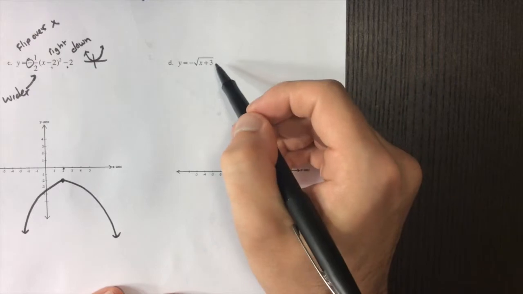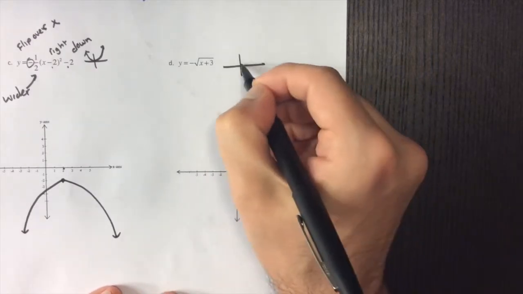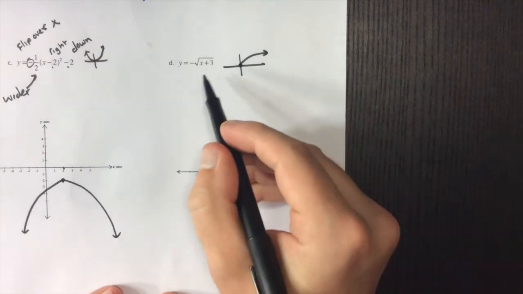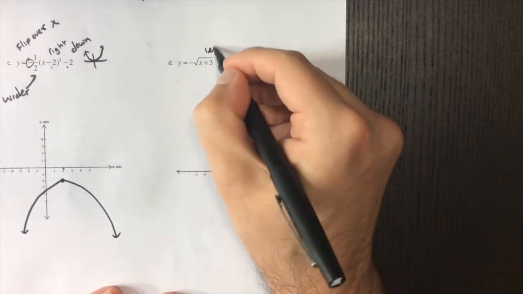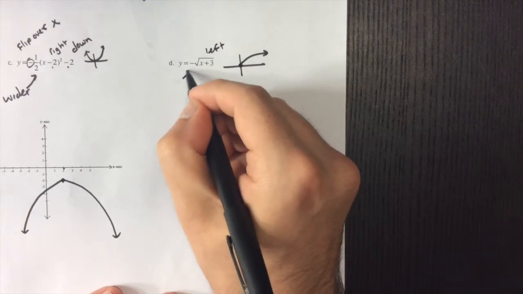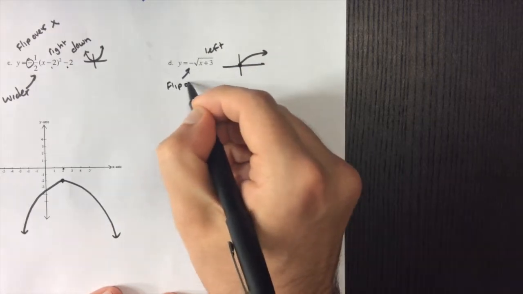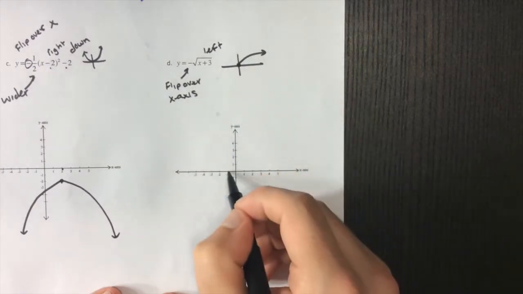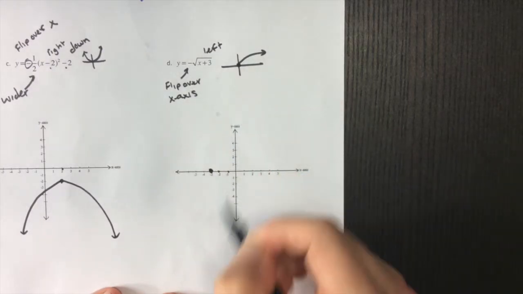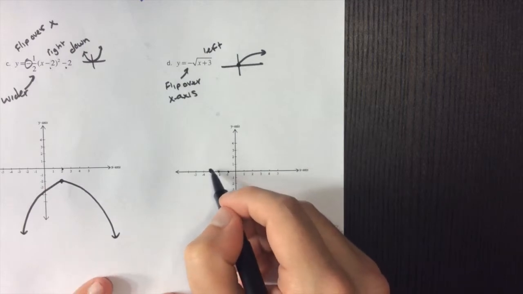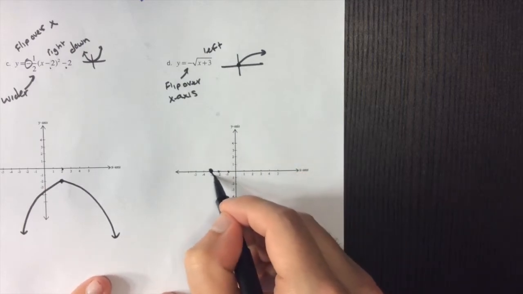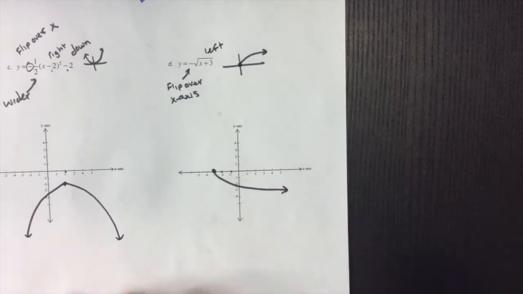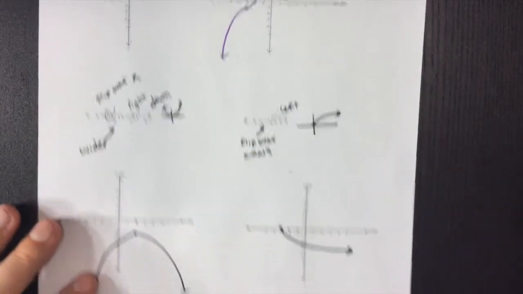Last one, square root function. Square root function looks like this normally. So now we're moving it to the left 3, and we're flipping it over the x-axis. So left 3, 1, 2, 3. And flipped it over the x-axis, so instead of opening up like this, it's going to go like there. So those are our transformations, and that's kind of the last thing.